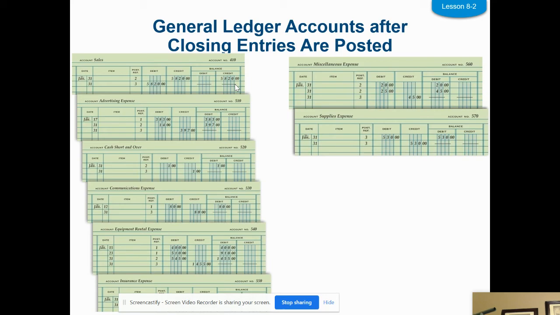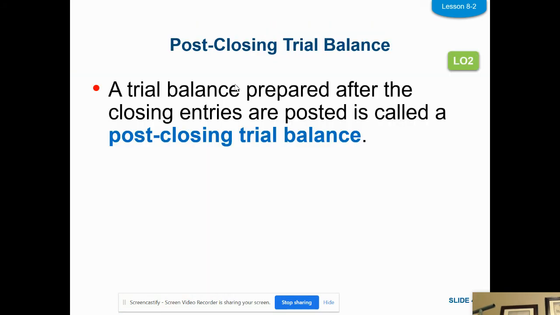Okay? And again, it's so important to make sure that moving into the next period, before we can say we are done with this accounting cycle, this particular month, that we make sure our debits equal our credits. Now, this document that we're talking about, the trial balance prepared after the closing entries are posted, is called a post-closing trial balance. Okay?